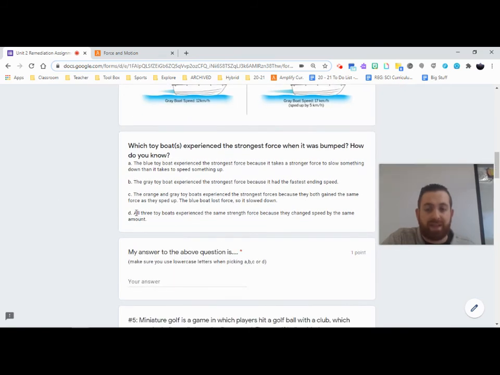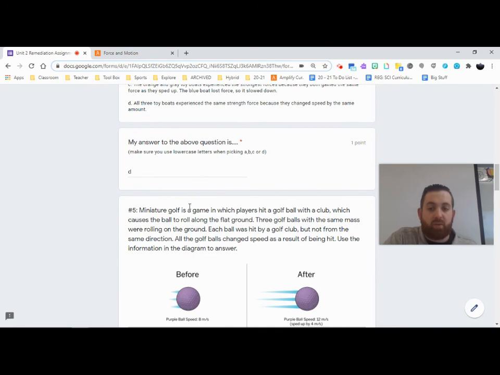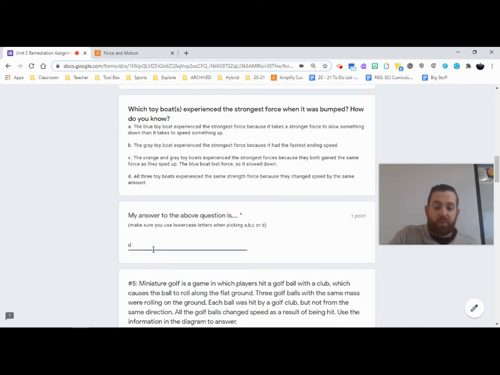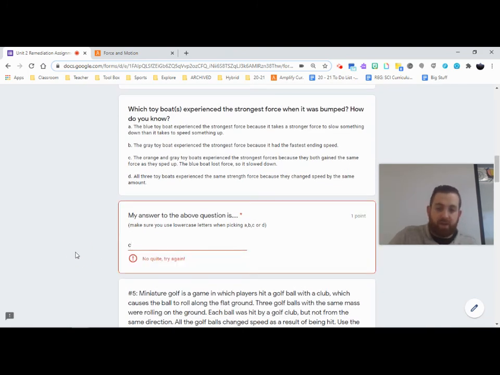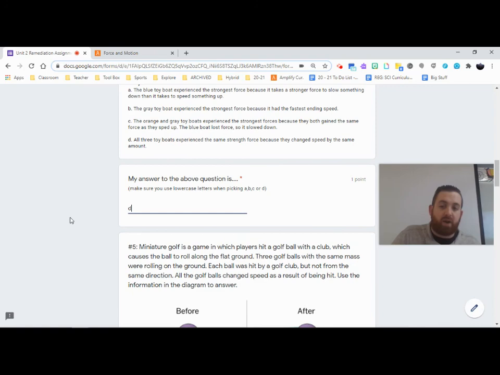Well, it's going to be D. All three boats experience the same force because they change speed the same amount. So under here where it says, my answer to the above question is, well, we have our question, we have our four answers, A, B, C, and D. Make sure you use the lowercase letter when you pick. We would pick the letter D, and we would click out, and we'd move on to the next question. If we were to pick the wrong answer, so let's say C, and we were to click out, it'd say, not quite, try again, and you could try again until we get the right answer.